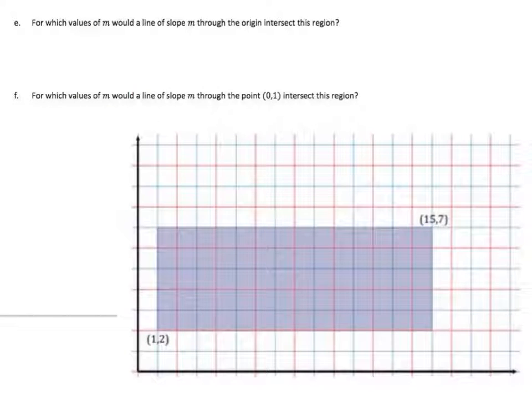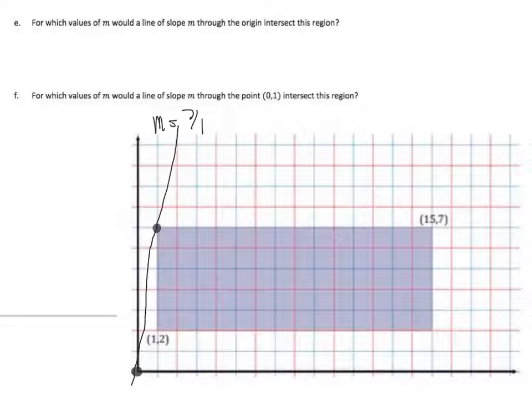All right, let's work through part E. For which values of m would a line of slope m pass through the origin and intersect this region? Well, let's just look. If I pass through the origin, that would be my largest slope, right? Let's draw a little line through there. What's my slope of that line? Rise of 7, run of 1. So m equals 7 over 1.